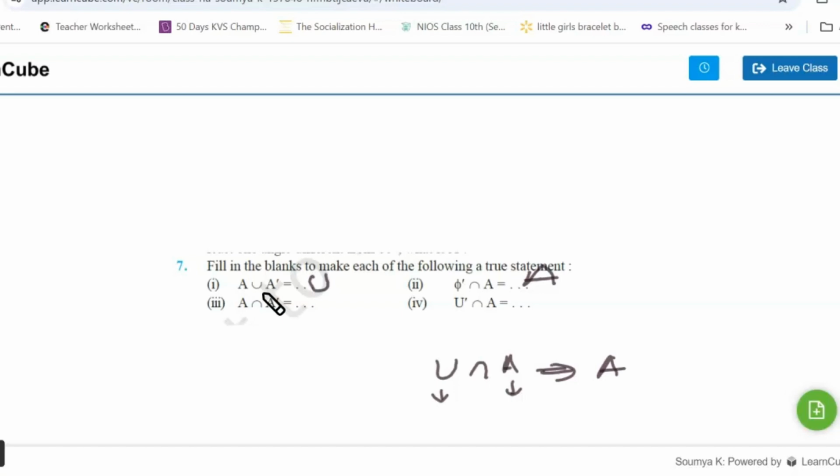A intersection A complement. A intersection A complement doesn't have anything common. That is totally opposite of your A. Then comes the universal set, that is phi, or disjoint set, you can say, intersection A. In this case it will be nothing, because nothing is common in both these sets. Okay, hope you understood how to do these questions.